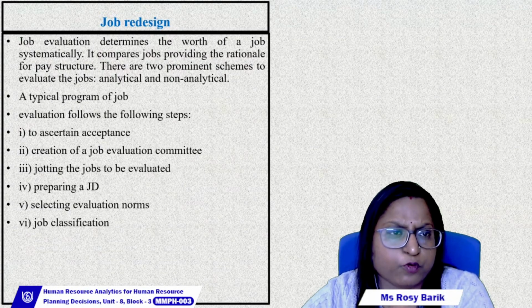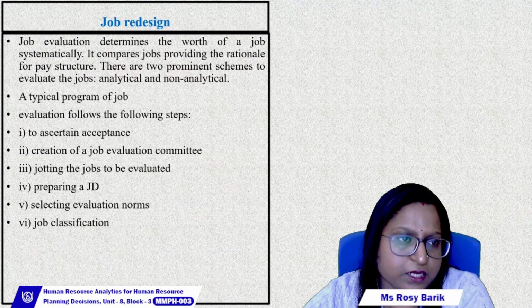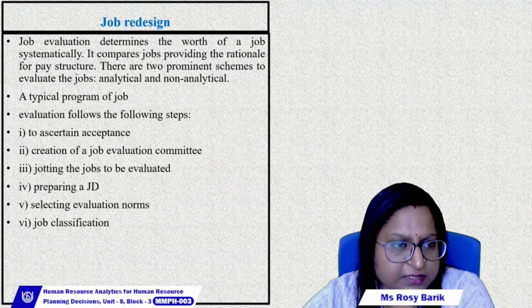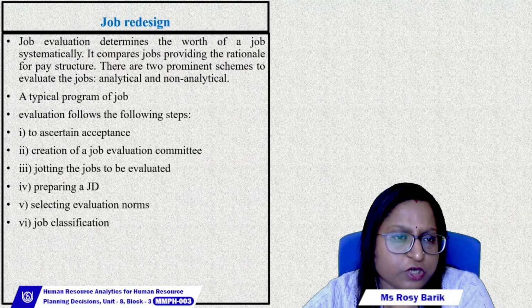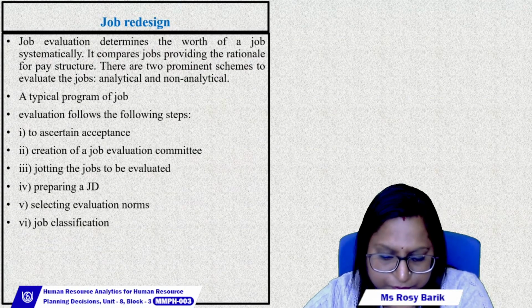A typical program of job evaluation follows these steps: to ascertain acceptance, creation of the job evaluation committee, jotting down the jobs to be evaluated, preparing a job description, selecting evaluation norms, and job classifications.